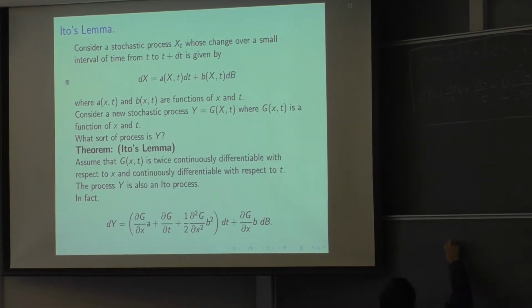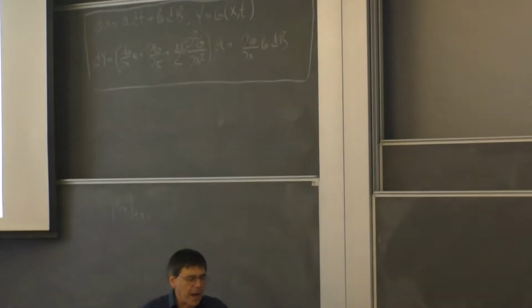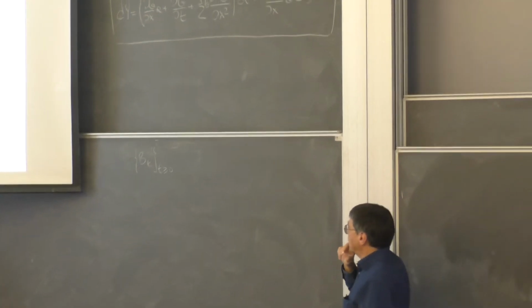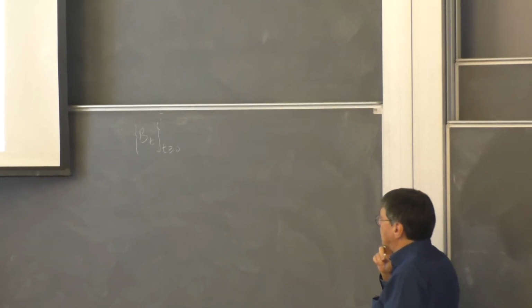What was Brownian motion? It was a stochastic process, which is a family of random variables indexed by time. And then we said, well, that's very nice, but we need something.